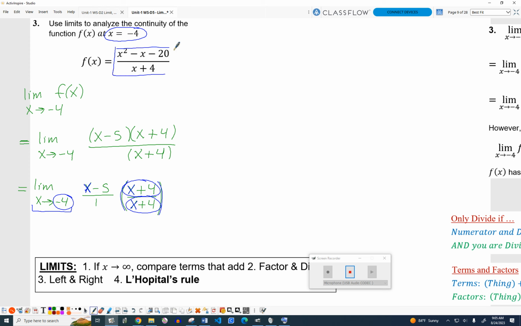It's very difficult to see, so be with me. Awesome. So now we can say, if x is getting close to -4, this is 1. This is really close to -9, therefore the limit is -9. Now that's not a horizontal asymptote because we didn't find the limit as x approaches infinity. We're just analyzing the continuity of the function.